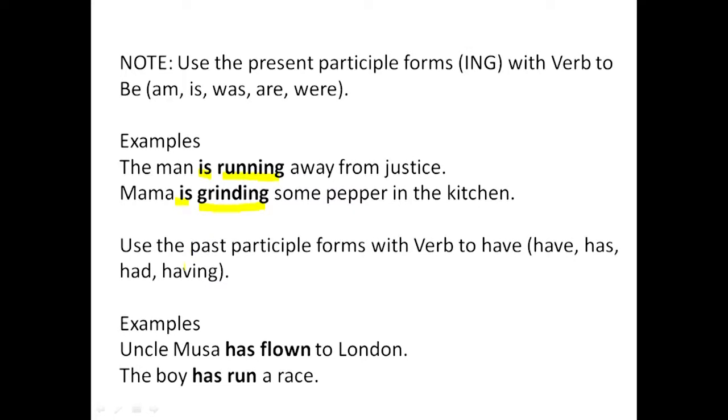Okay, the other thing to note again is that we use forms of verb to have, meaning have, has, had, with what? With the past participle form. So have, has, had, we call them verb to have. So remember, you will say, for instance, she has swum, S-W-U-M. She has rung the bell, rung, R-U-N-G, not R-A-N-G. R-A-N-G is past tense.